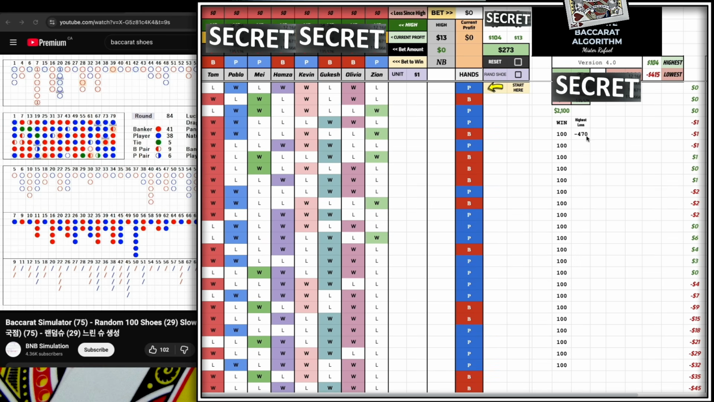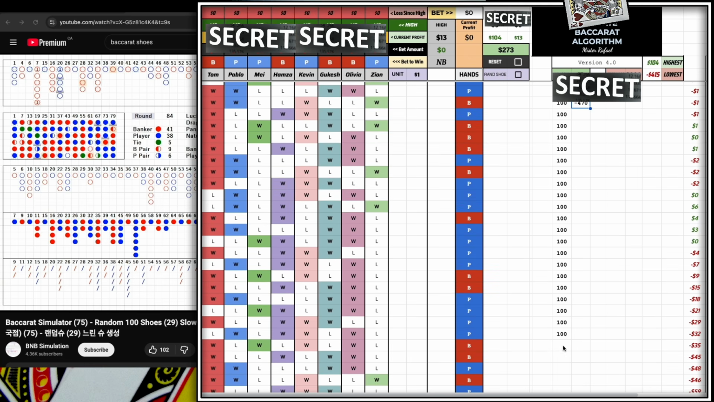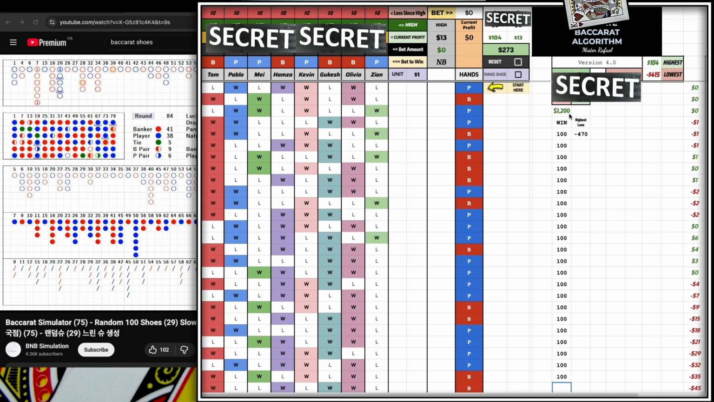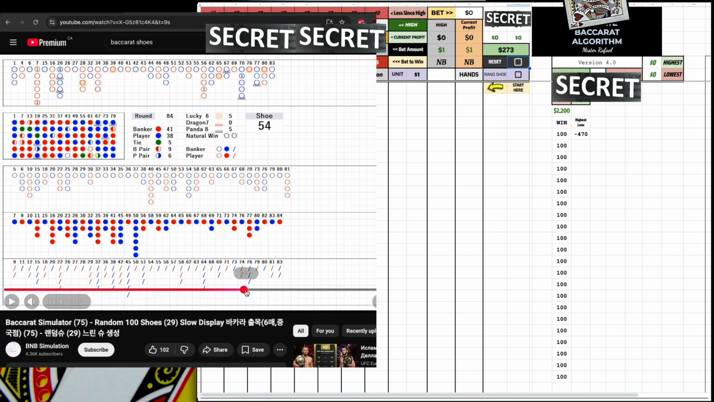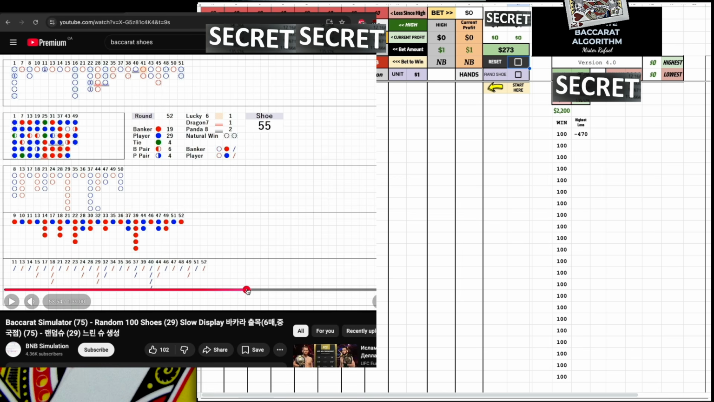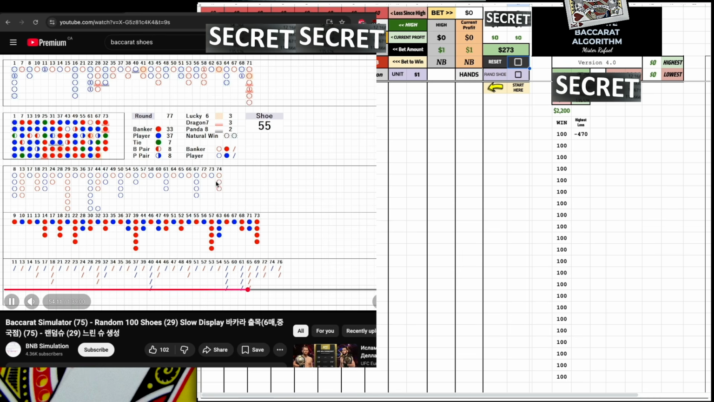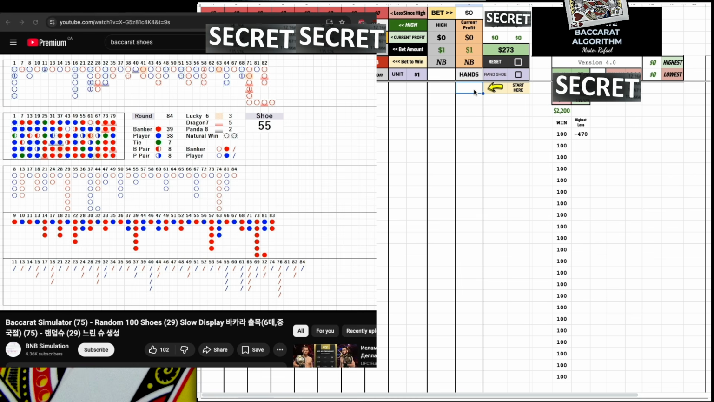All right, so got close once again, but our biggest drawdown remains at minus 470. So no need to update that. Let's add another $100. We are up to 2,200 in profit. Beautiful. Reset. Let's go to shoe 55. So you're seeing all sorts of different patterns and different shoes along the way here. And you're seeing how the algorithm handles it. Okay, shoe 55. Let's go.